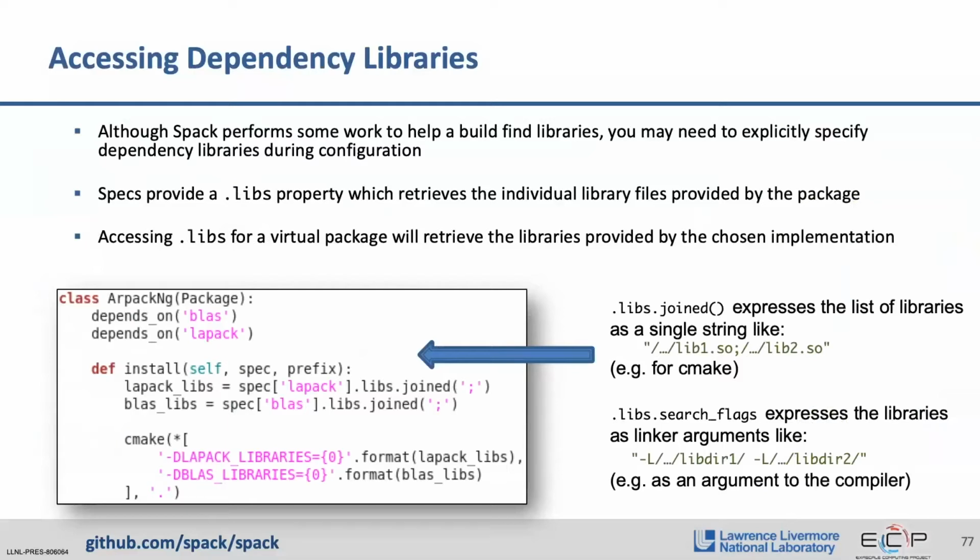So if you have a package like this, rpack-ng, this is just a package. It depends on BLAS and LAPACK. And it turns out there are lots of different BLAS and LAPACK implementations. So you might have MKL, you might have ESSL, you might have just netlib LAPACK or netlib BLAS. You don't know which one it is because you've depended on these things through virtual interfaces.